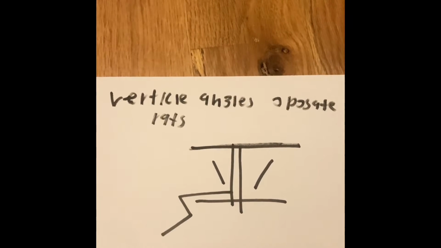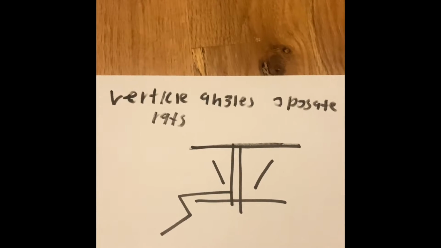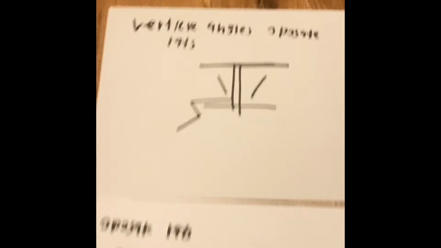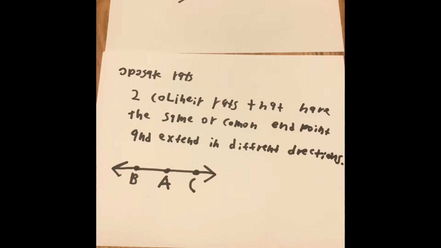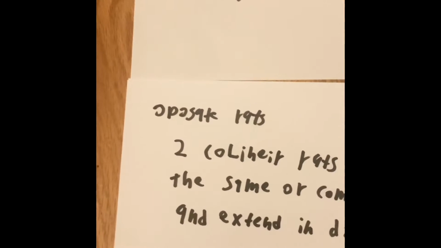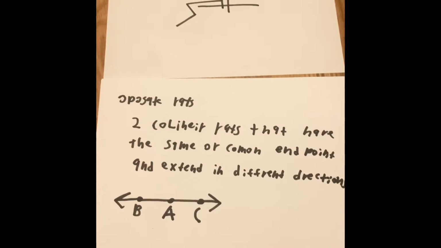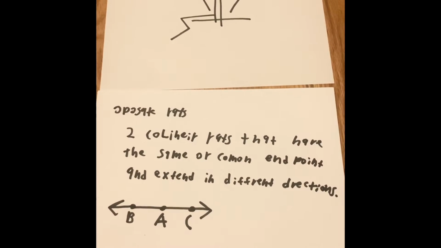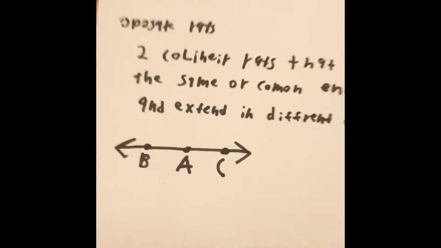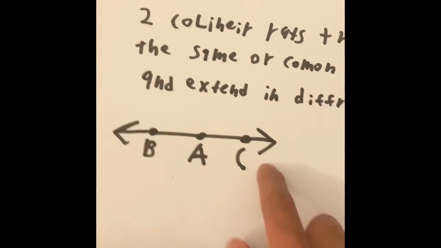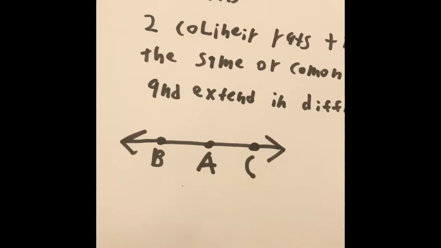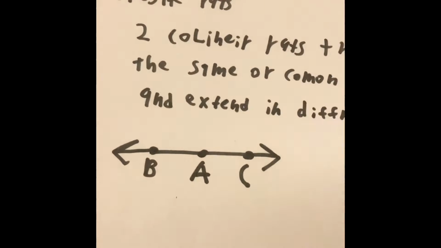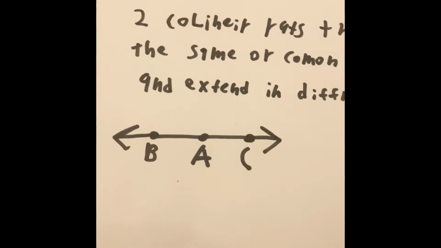To understand vertical angles, we need to think about and learn about opposite rays first. So here are the opposite rays. It means two collinear rays that have the same or common endpoint and can extend in different directions. Here we have A, B, C, but we're gonna say and conclude that there are rays and A is a midpoint. Type in the comments below what else you can conclude.